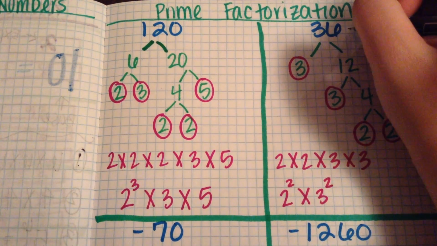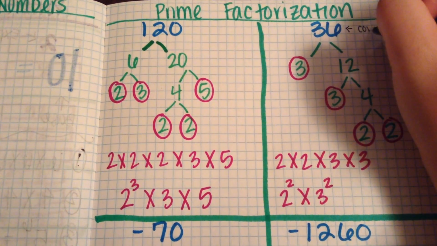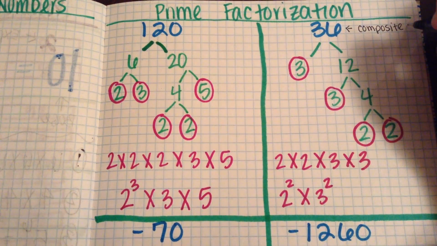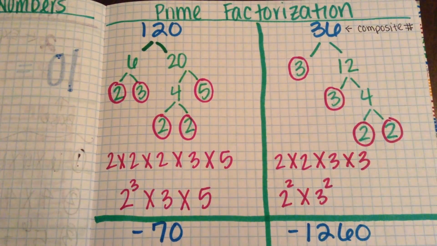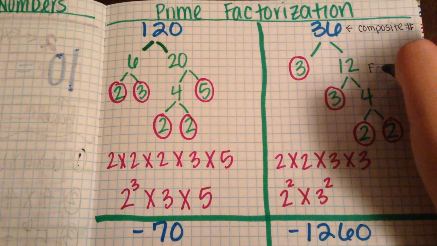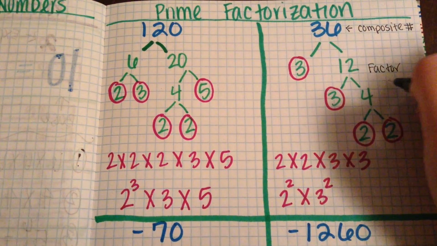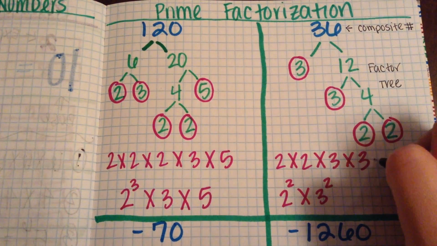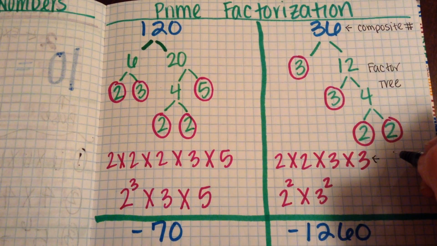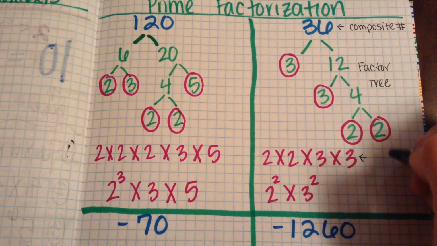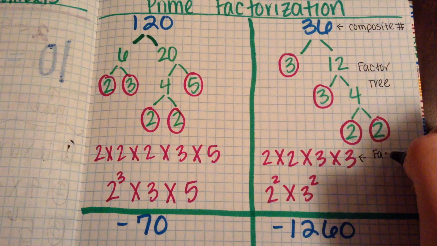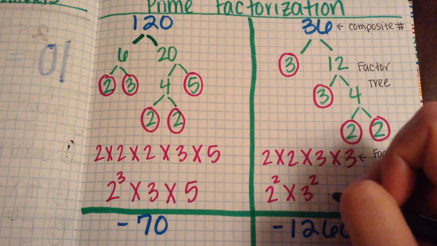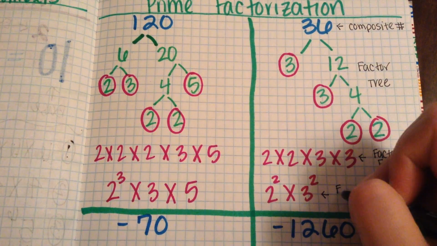And again, this right here is our composite number. Okay? And then this is my factor tree. Okay? And then this right here is factor form. And this right here is exponential form.